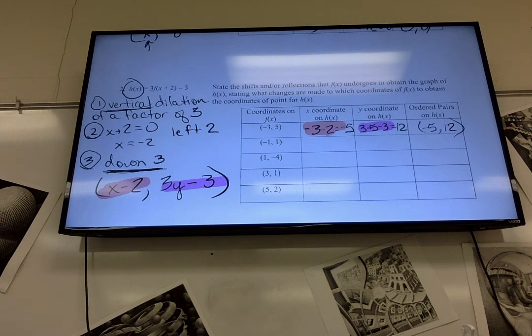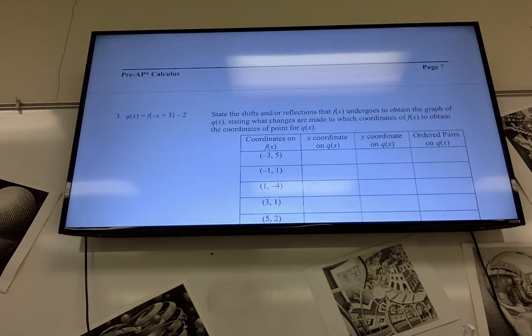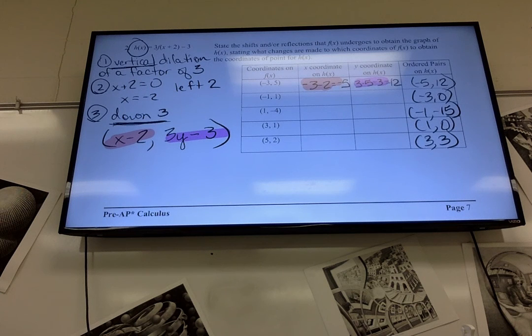So I'm just going to write these in. Negative 3, 0, negative 1, negative 15, 1, 0, and 3, 3. Anybody have any questions on any particular one? Okay. Hold that there for a second. Okay.